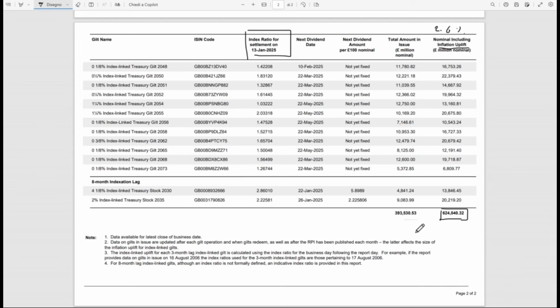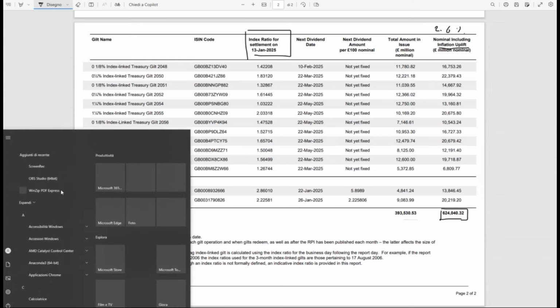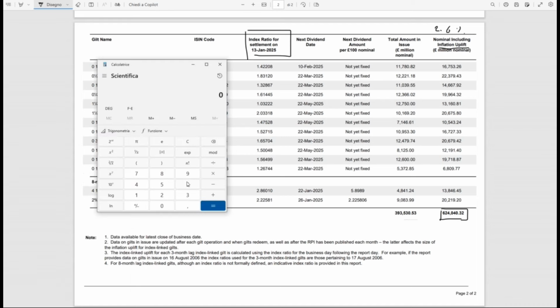Why? Because there are other technical factors. Let's do a quick math, all right, quickly. 624 minus 393.5, all right, 230.5 billion. That is the inflation uplift, and they still haven't changed. I hope they've done it from RPI to CPI.